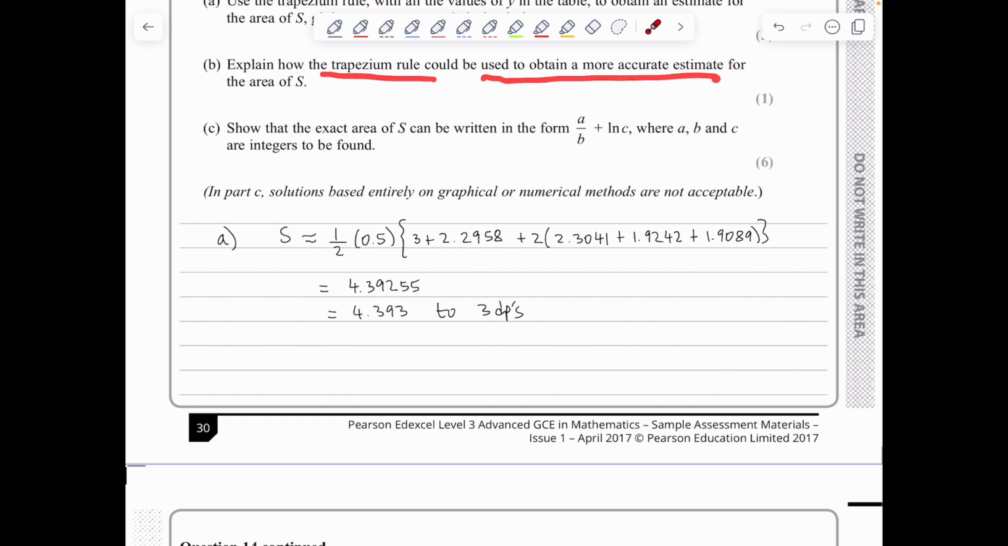In part B, we are asked to explain how the trapezium rule could be used to obtain a more accurate estimate for the area of S. Well, if I use more trapezia, I'll be able to follow more closely the curve, and therefore this will lead to a more accurate estimate. So the answer to part B will be use more trapezia or increase the number of strips.